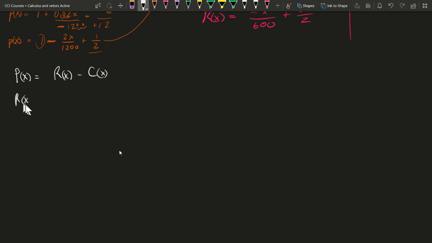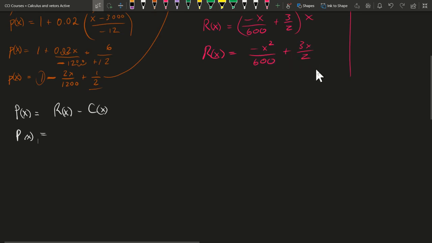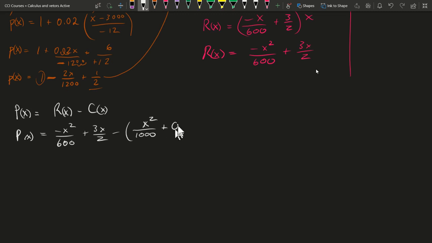So to do P of x, that was an R. I want to do P of x. I'm going to do the revenue function, which is not R prime. It's just the revenue function, which would be this one right here. Okay, so it's a negative x squared over 600 plus 3x over 2 minus the cost function, which is 1 over 1,000 x squared plus 0.2x plus 150. I believe that's what it was.